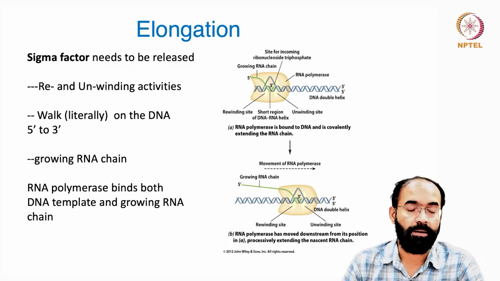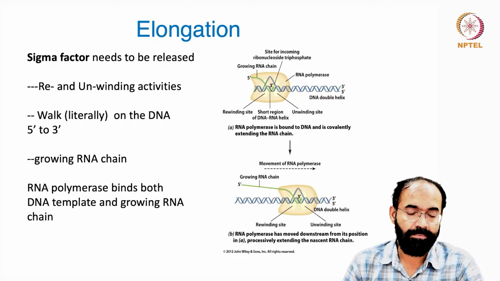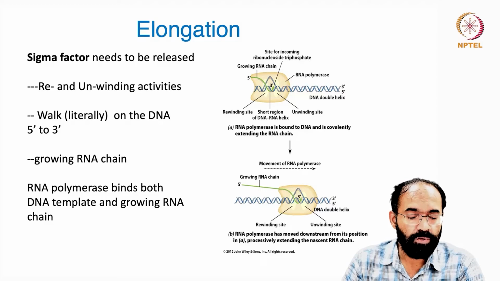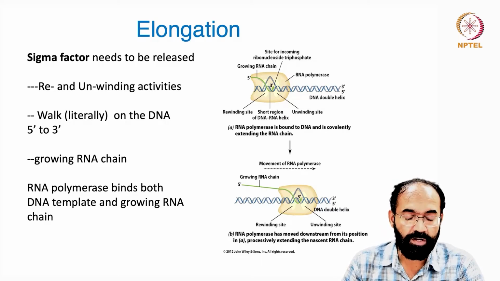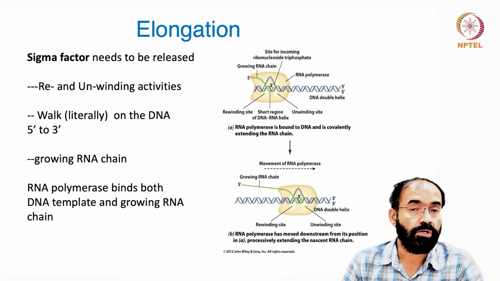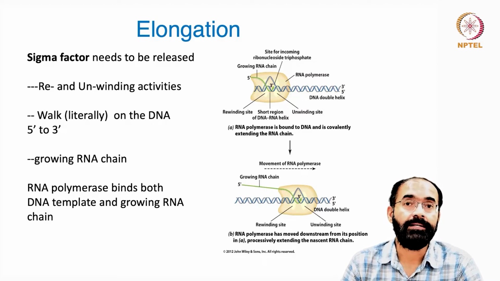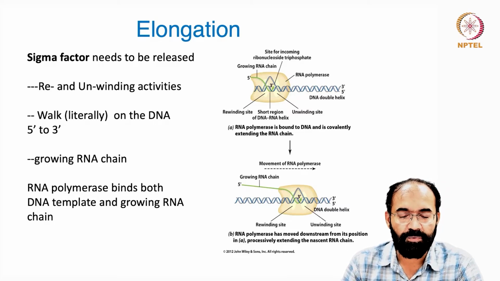So this transcription bubble literally walks on the DNA strand in 5' to 3' direction, and as a result you end up getting a growing RNA chain, and the RNA polymerase binds both the DNA template and the growing RNA chain. So RNA polymerase has to make sure that the growing RNA does not fall off from this complex. If it falls off, it is a truncated RNA. So it has to catch hold of both the DNA and the RNA. So the growing RNA should be held together, and the DNA template also should be held together by the polymerase. That is what you are seeing here.